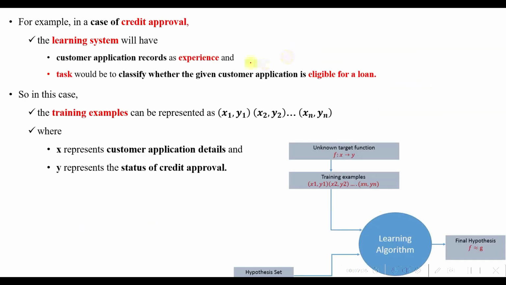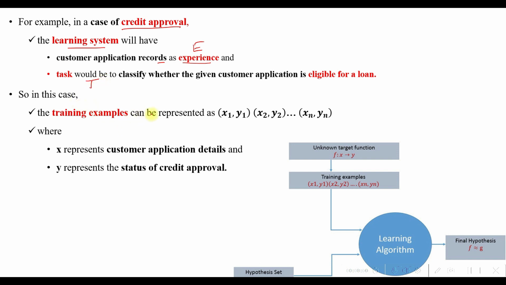So, for example, in case of a credit approval system, the learning system will have customer application records as an experience, and the task could be to classify whether the given customer application is eligible for the loan or not. This is called a task.